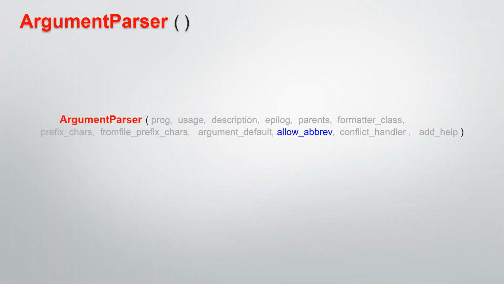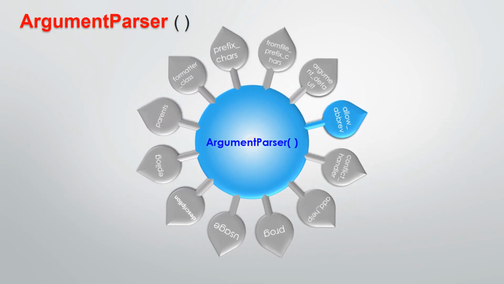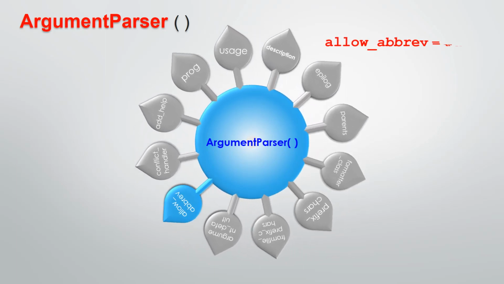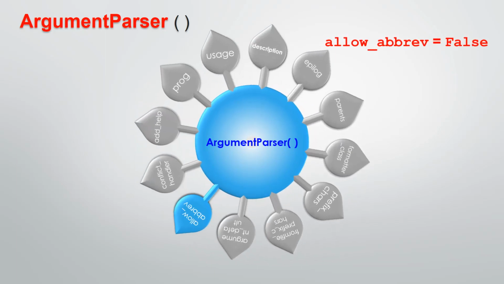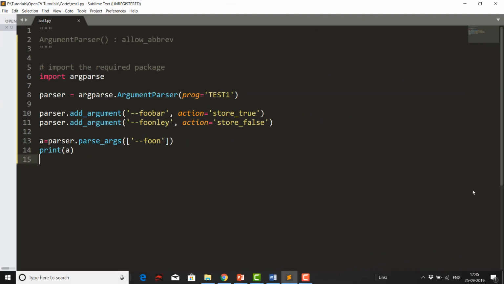allow_abbrev. Normally, when you pass an argument list to the parse_args method of an ArgumentParser, it recognizes abbreviations of long options. This feature can be disabled by setting allow_abbrev to False. Let's see the code first. Here we have given foo, bar, and full. The first one is set to true, the second one is set to false, and the third one is full.